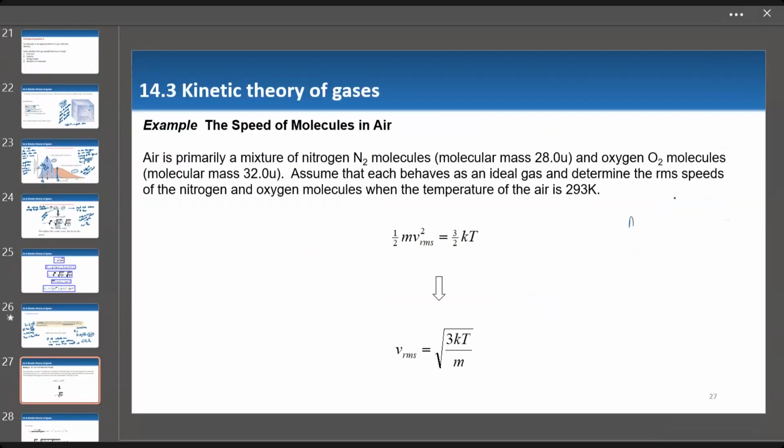We are told that air contains nitrogen, whose mass is 28, and oxygen, which has a mass of 32. And we want the RMS speeds when the temperature is given by 293 Kelvin. We want VRMS. I take you back to our formula sheet.